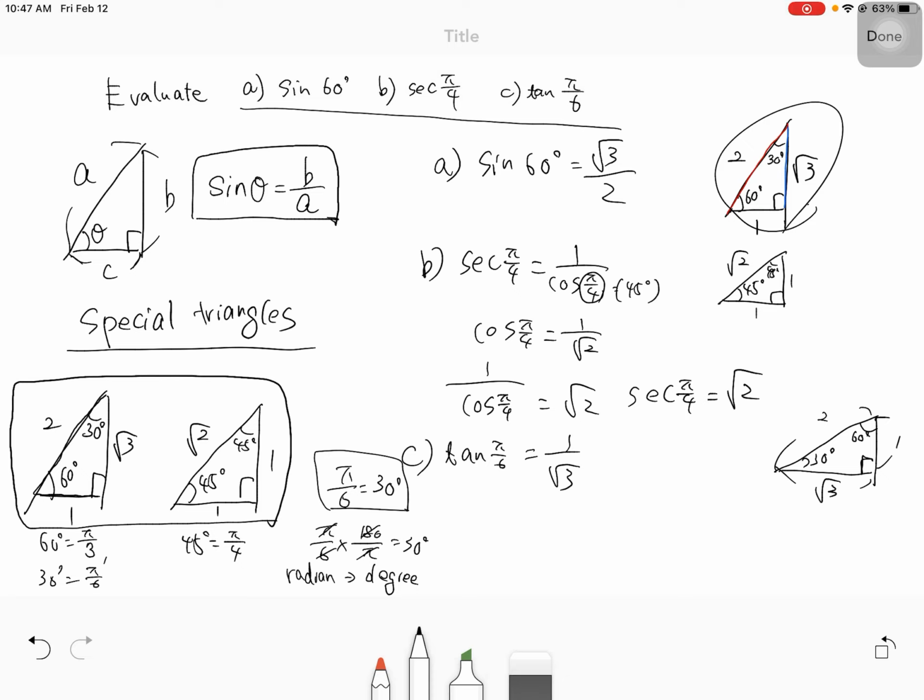That's it. So actually, first you need to get used to these numbers, pi over 6, pi over 4, or pi over 3. Then, if you find these, you might come up with this triangle. Then you can find the value of sine, cosine, tangent. That's all.